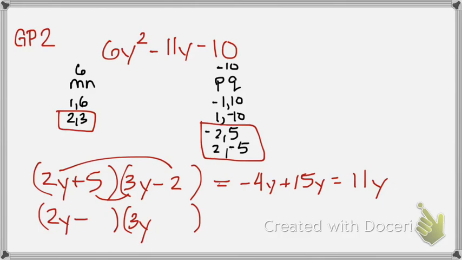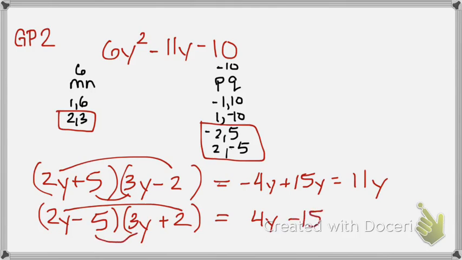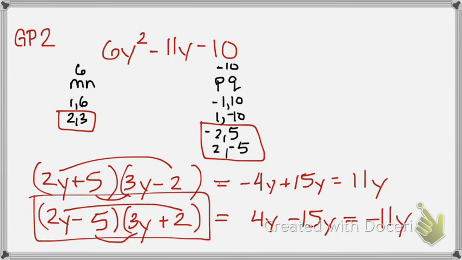You're going to want to be able to switch just the signs. So we had our 5 here, we had our 2 here. We want to switch the negative and the positive. So now when we OI that, we get our positive 4y. On our inside we get our negative 15y. And that's where we get our negative 11y. So that's our solution. Go ahead, take a moment please to copy that down.